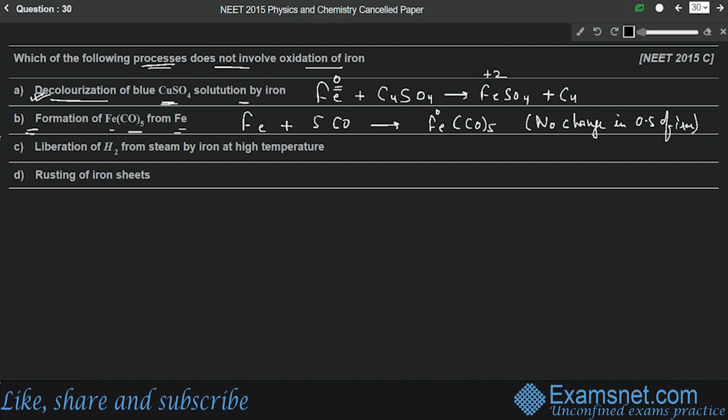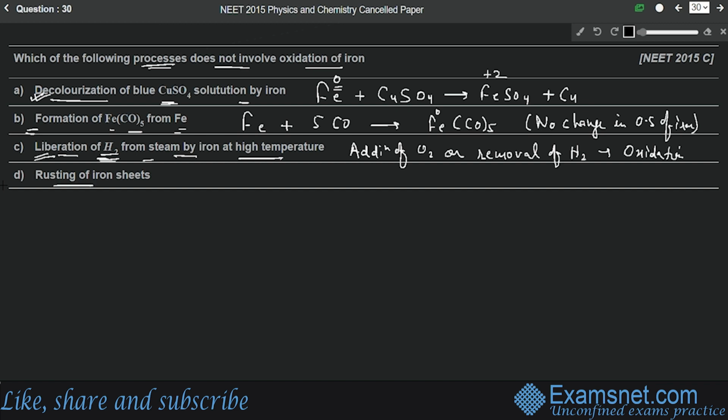Let's check others. In the third one, liberation of hydrogen from steam by iron at high temperature. We know that addition of oxygen or removal of hydrogen is known as oxidation. It takes place during oxidation. So since hydrogen is being liberated or removed from steam, that means oxidation is taking place. So here also oxidation takes place.